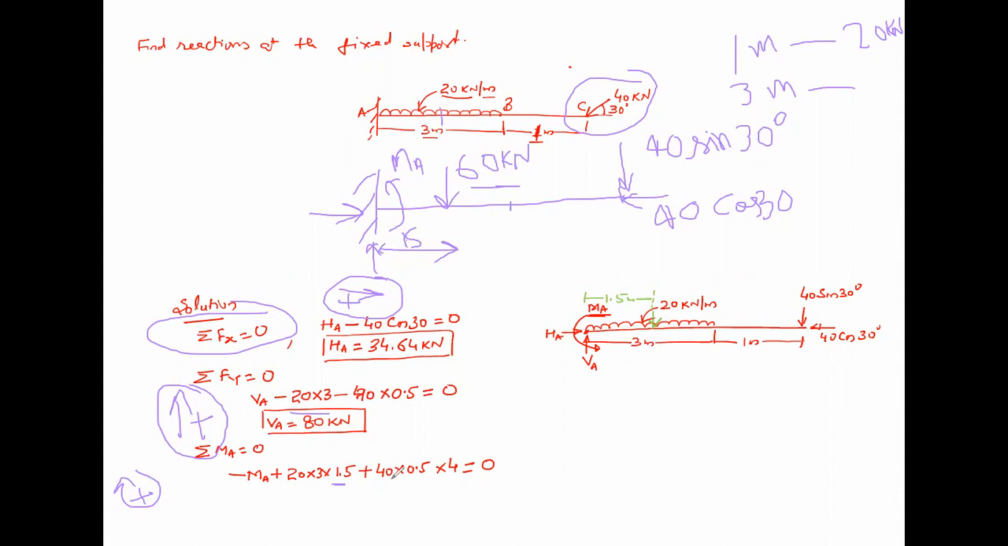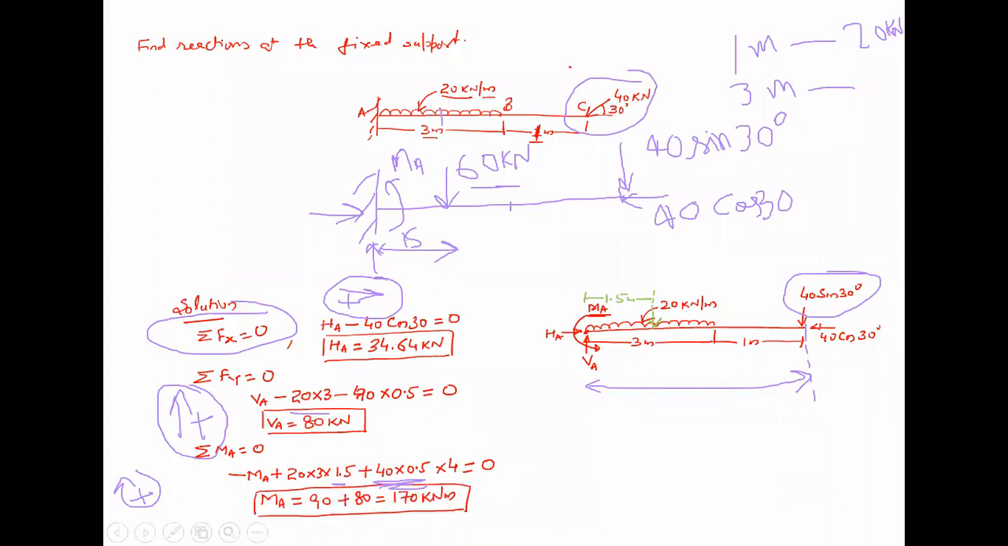Okay, good. Next, 40 into 0.5. What is this moment? This moment is because of this vertical force, 40 sine 30, and it is acting at a perpendicular distance of 3 plus 1 meter. So this is the line of action of 40 sine 30, and this is the perpendicular distance, 3 plus 1. So we are getting 40 sine 30 into 4 is equal to 0. If you solve it, you will get MA will be equal to this much. Okay, good.